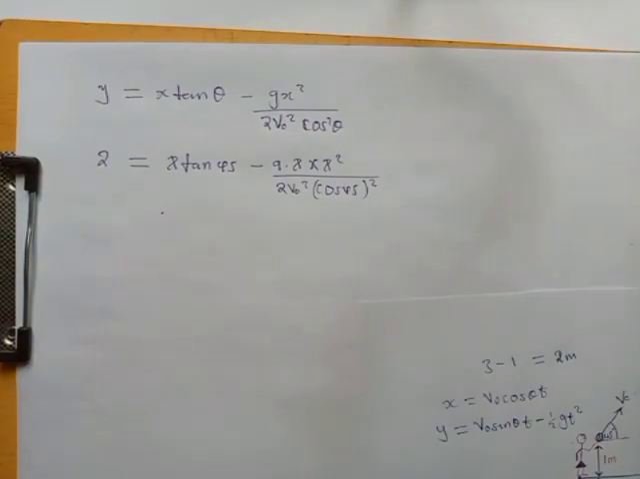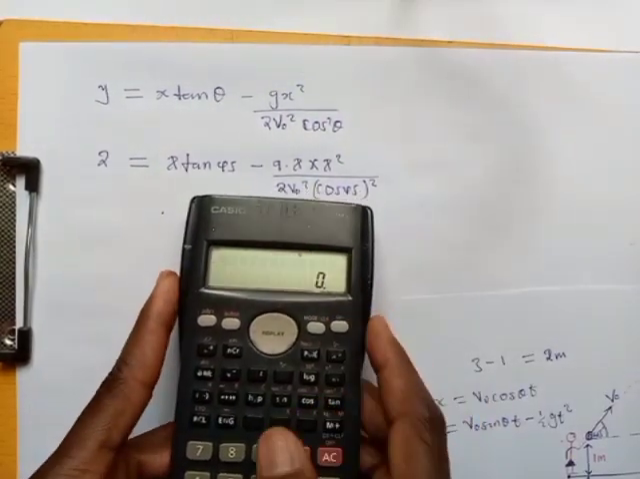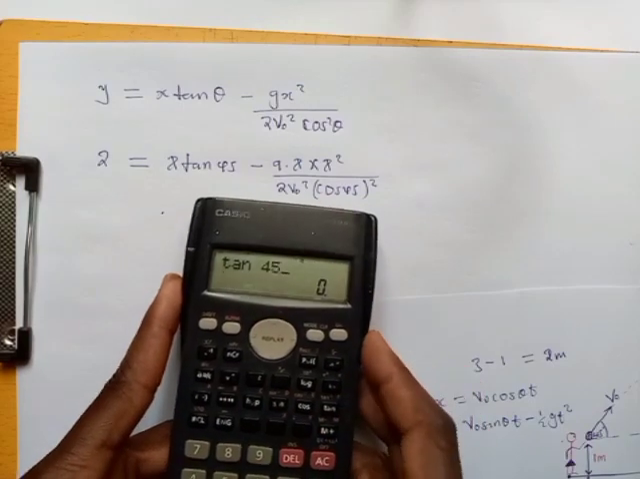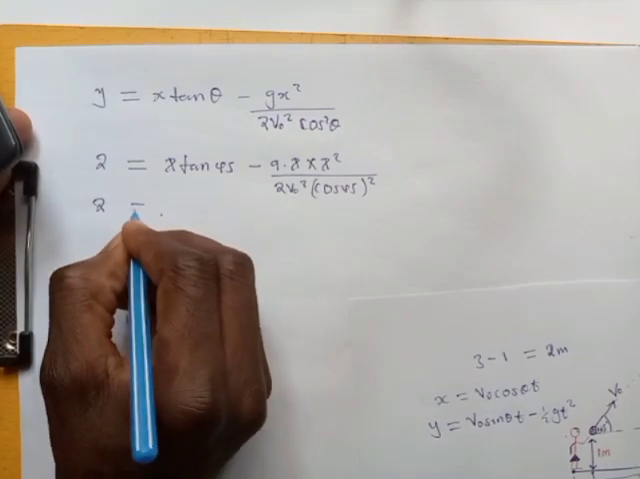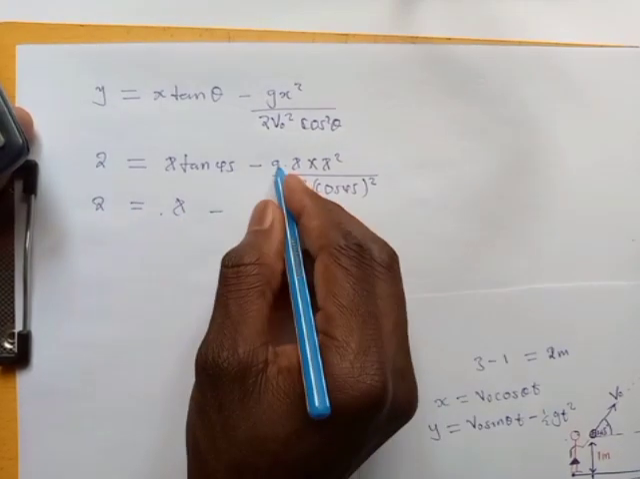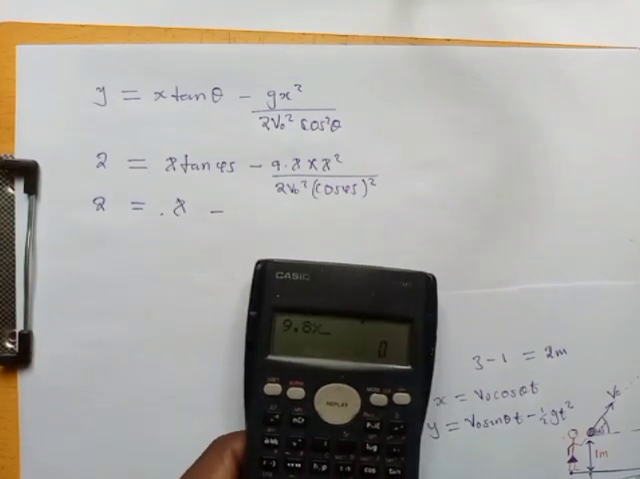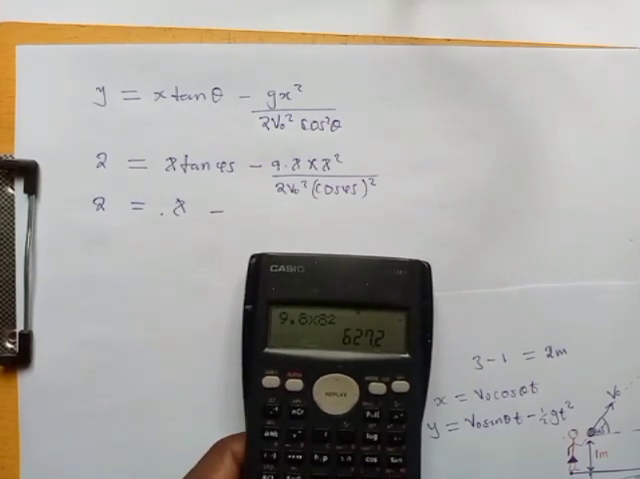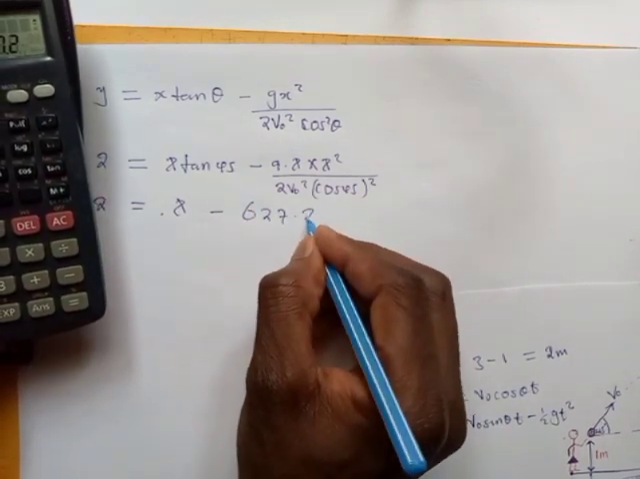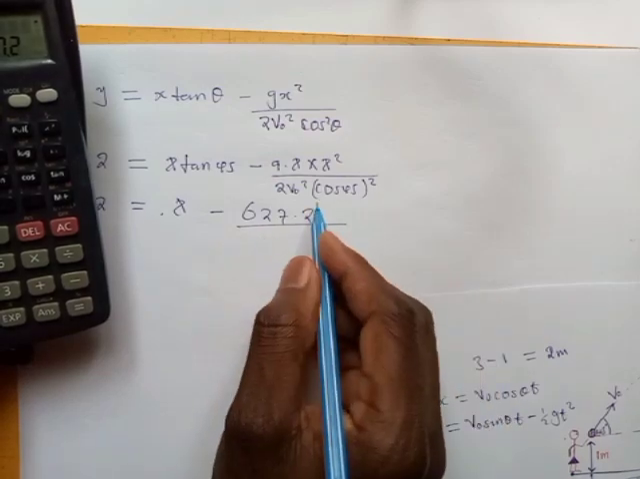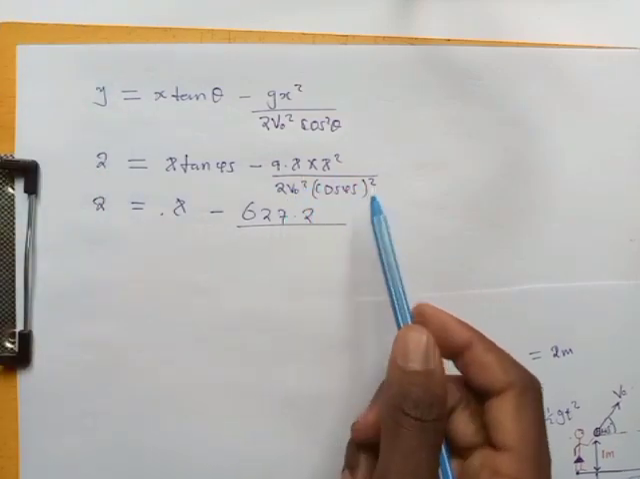Meaning that if you punch everything on your calculator, tan 45 gives 1. 1 multiplied by 8 gives 8, so 2 is equal to 8 minus. If I multiply the top part, 9.8 multiplied by 8 squared, we are getting 627.2, over whatever you're going to have down here. You multiply and you'll be able to find that it will give you something down here.